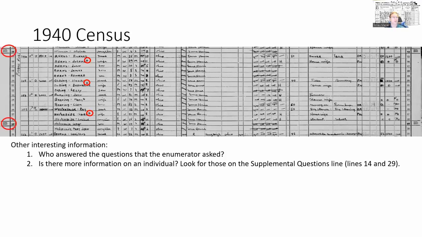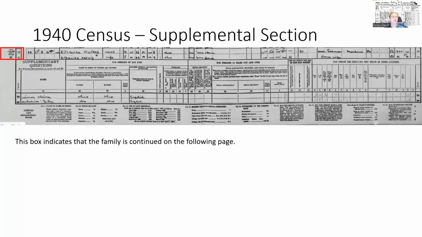And if you're in lines 14 and 29, there's supplemental information that may be provided. So if we're going down to the supplemental information, you can see at the bottom of the page here. Also, on lines 39 and 40, if the family continues on to the next census page, you'll see a little box that's marked there indicating that the family's on the next page also.